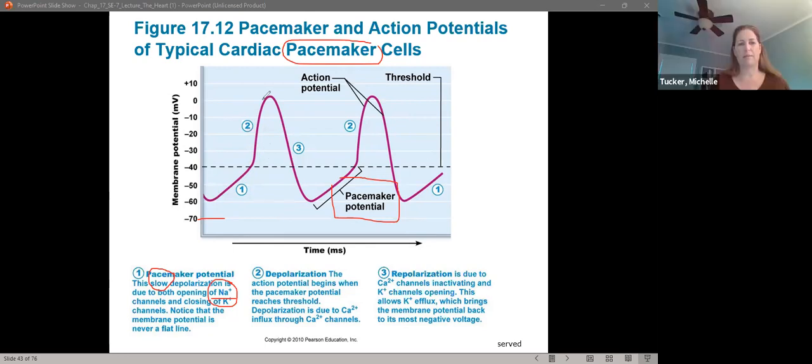So we have a rapid depolarization, a rapid repolarization, but it's this first phase, which is destabilizing the resting membrane potential, that causes this to spontaneously depolarize and create that initial phase for the conduction system. So this slant during the first phase is called the pacemaker potential. It's due to slow sodium channels.